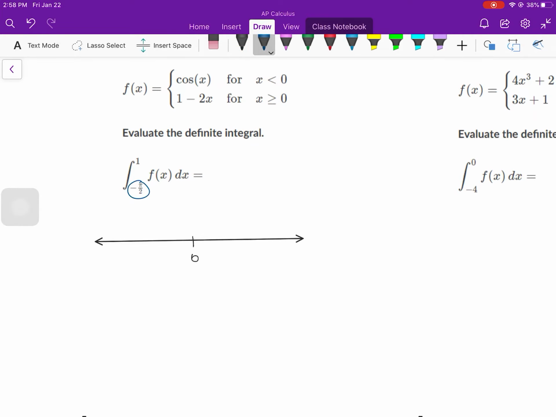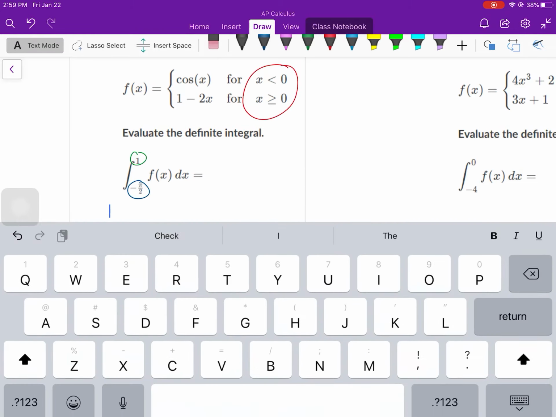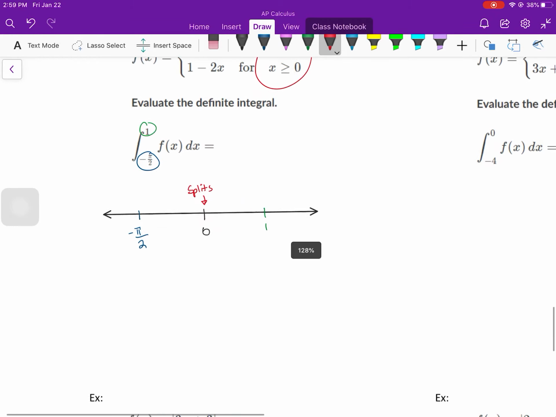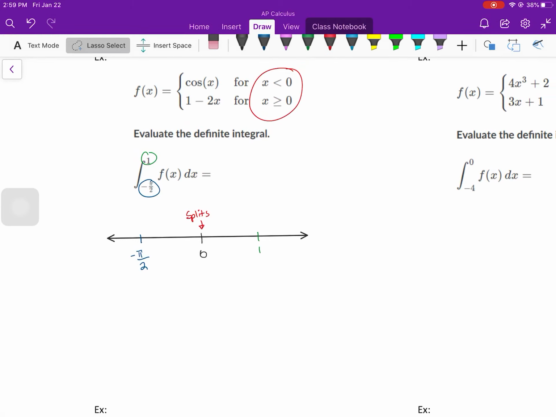So where would -pi/2 land? That would land over here. And where would 1 land? That would land over here. So we're just integrating from -pi/2 to 1. The thing is, our function splits at 0. Splits at 0, right? So let's go ahead and split it up. And we just got to be careful that to the left of 0, we're using this function.